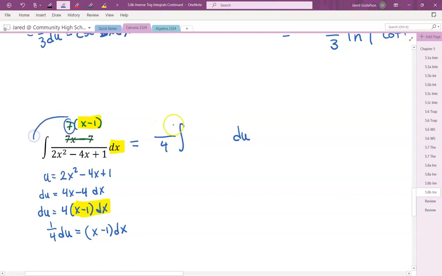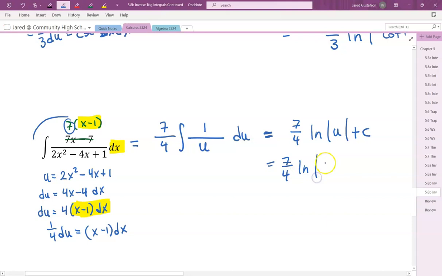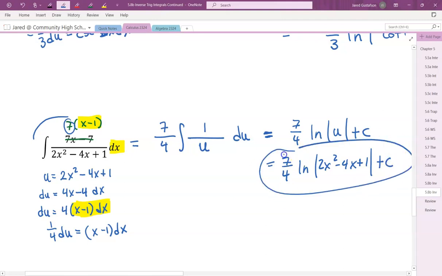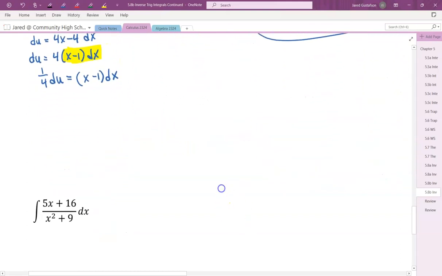I think I want to take that 7 out front, leaving us with 1 in the numerator and then u in the denominator. And again, we've done a bunch of these. That's 7/4 natural log of u plus c, so that is 7/4 natural log of the absolute value of 2x squared minus 4x plus 1. Don't forget, plus c. All right, we got one more to go.